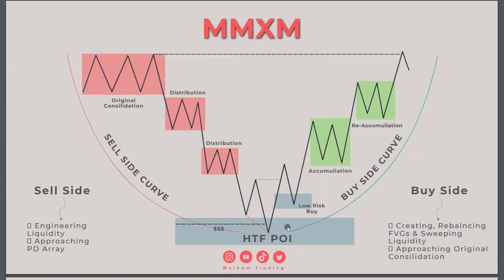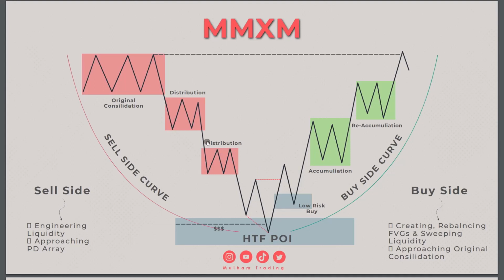Now, before we go into the buy side curve, what is the importance or significance of the sell side curve? What does it do in this case on a market makers buy model? What it does is it engineers liquidity. Now, as we're coming lower, what do we have? Liquidity created here. So equal highs, we're coming lower. And as we're going lower, what do we create here? Another high, another high. All those highs are created for the future to be taken.